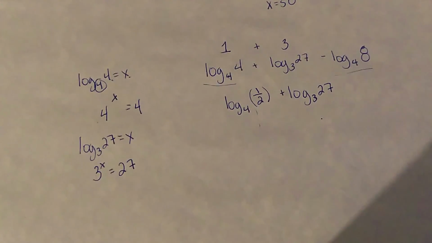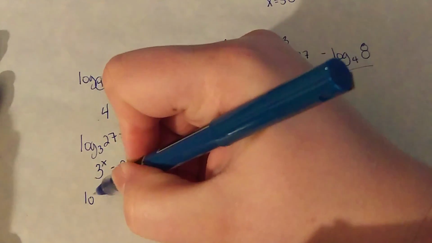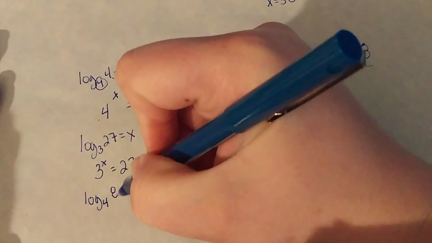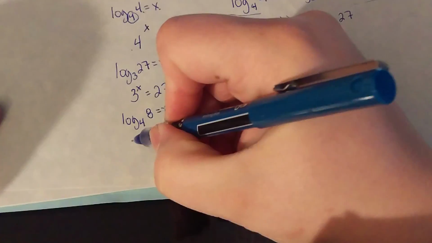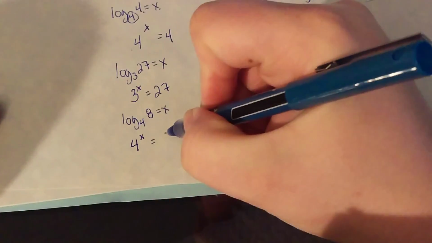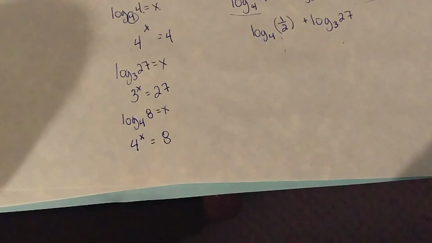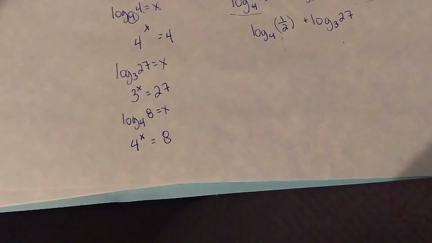And then finally, log base 4 of 8 equals something. Rewriting this as an exponential. All right, we're running into a problem. This time, there's not an obvious answer to this. 4 to the first power is 4. 4 to the second power is 16. It skipped right over 8.